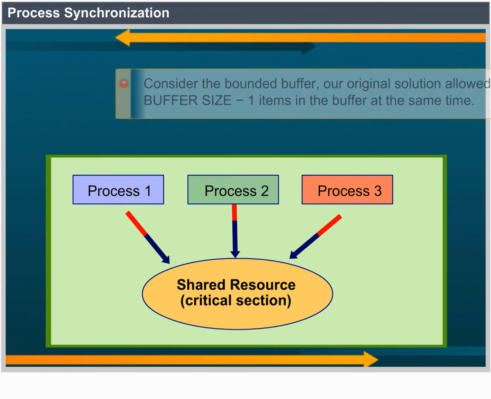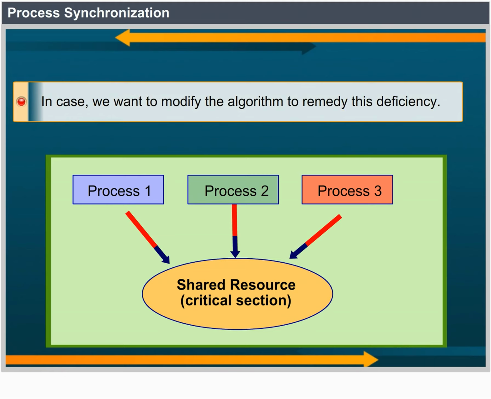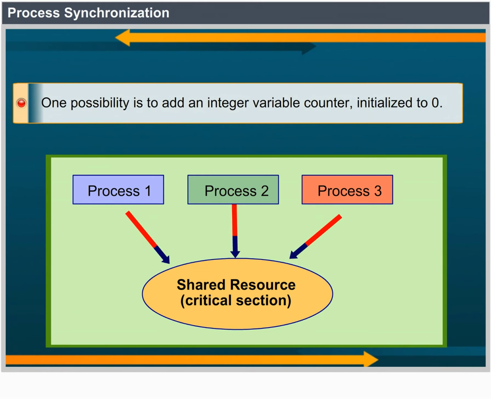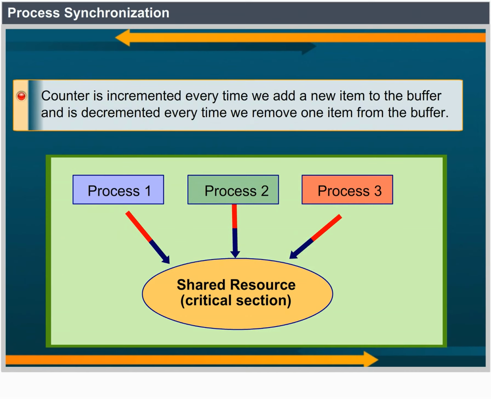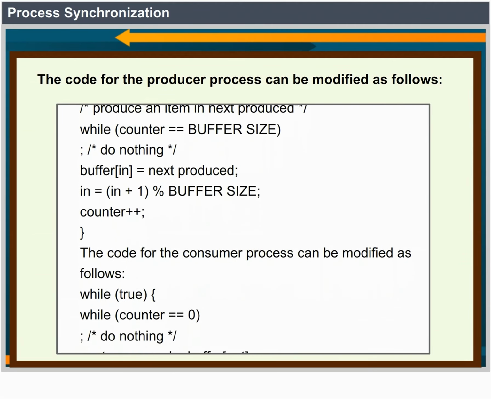Consider the bounded buffer. Our original solution allowed at most buffer size minus one items in the buffer at the same time. Suppose we want to modify the algorithm to remedy this deficiency. One possibility is to add an integer variable counter initialized to 0. Counter is incremented every time we add a new item to the buffer and is decremented every time we remove one item from the buffer. The code for the producer process can be modified as follows.